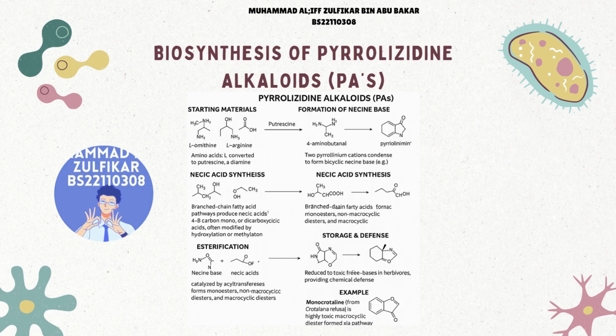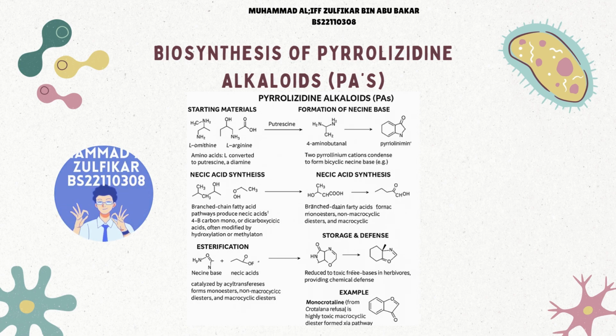Pyrrolizidine alkaloids, or PAs, are toxic secondary metabolites produced by certain plants to protect themselves from herbivores. These compounds have a characteristic bicyclic structure and vary widely depending on the plant species. Today I will briefly explain how these molecules are biosynthesized in Crotalaria sp.